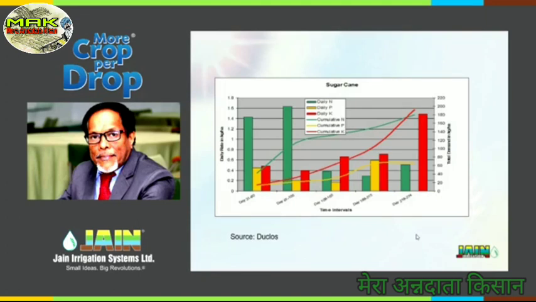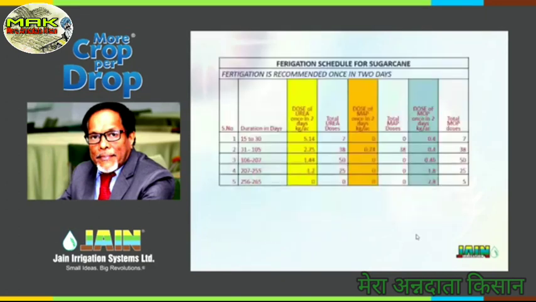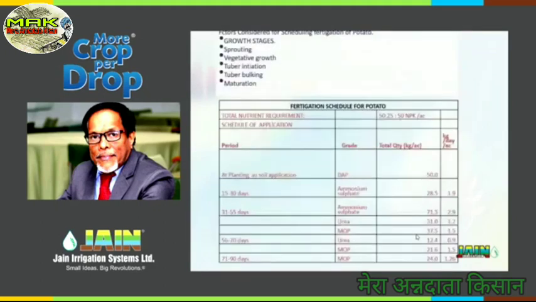And this is the major reason for this. Sugarcane needs more nitrogen in initial stages and more potash towards the end. That's what the schedule has been formed based on. Now you will see potato. Potato has several growth stages. You have a sprouting stage, vegetative, tuber initiation, tuber bulking, and maturation. And the schedule is being made based on that.